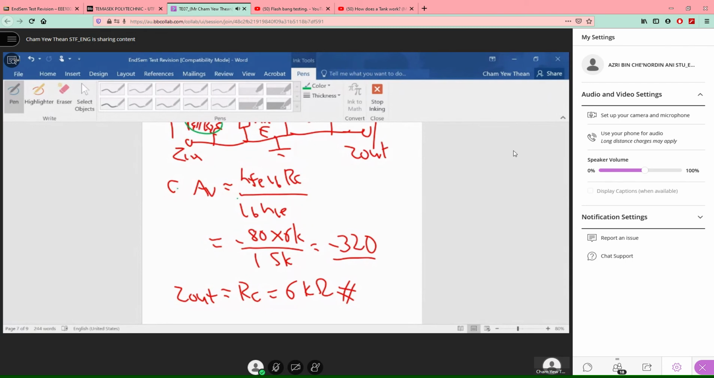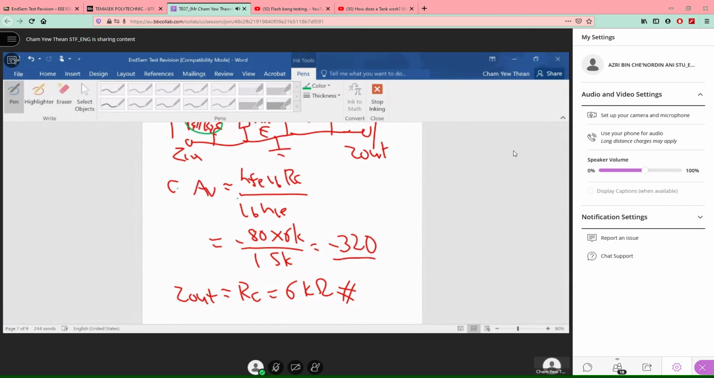Do you all know how I derive the gain as well as the Z out? Anything you wish to clarify further? Do you all get the answer minus 320?